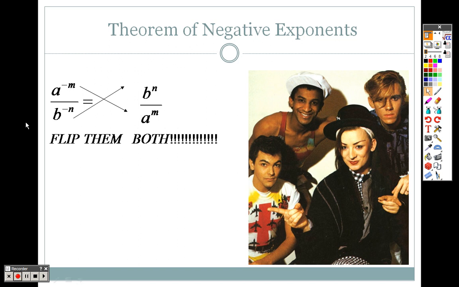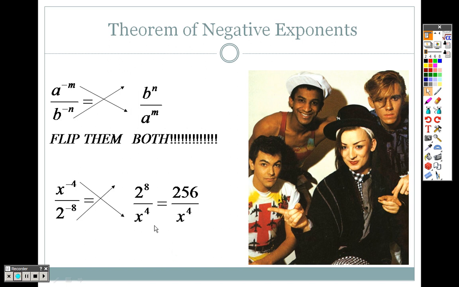So notice how it was now b to the n on top and a to the m on the bottom. So I have x to the negative 4 on top. That means that needs to go to the bottom. So that would be x to the 4th on the bottom. I have 2 to the negative 8 on the bottom, so that means I have to have 2 to the 8th on top. Just flip them. And 2 to the 8th is 256, and x to the 4th is x to the 4th.